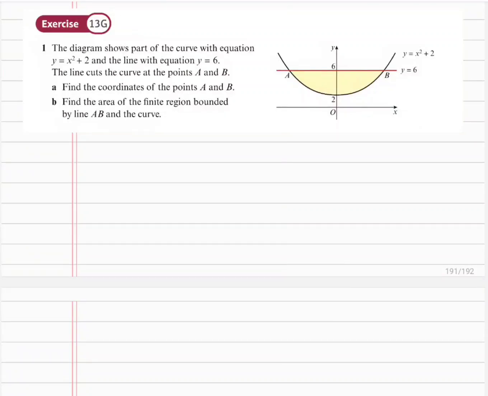Hi everyone, this video is on exercise 13G question 1. So in this exercise, we are still going to find the areas under the curve, but the difference is that it's no longer like the previous exercises where we simply find the area under a curve that is bounded between the curve and the x-axis.